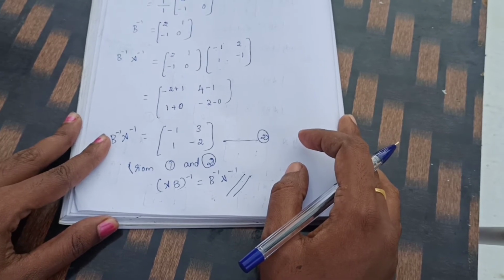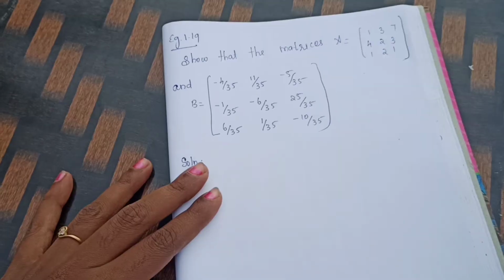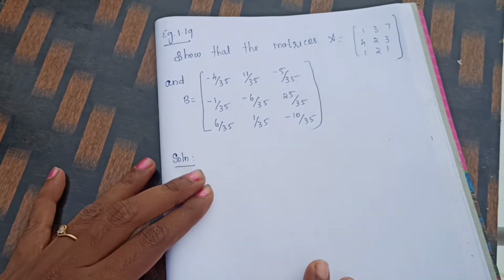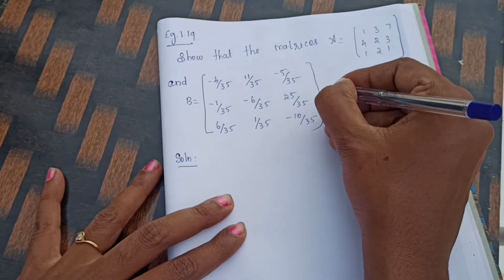Understand students? Have you got it? I hope you understand. Okay. Let's move to the next. Listen here. Show that matrix A and matrix B are inverses of each other.